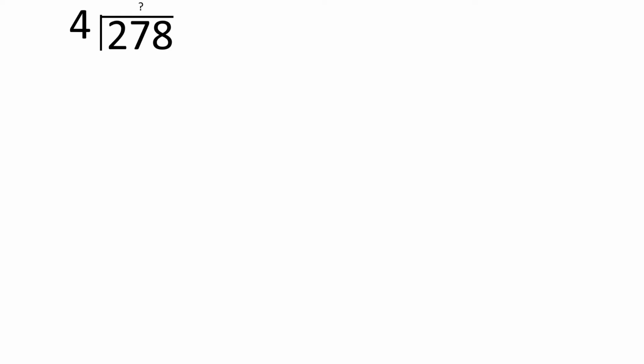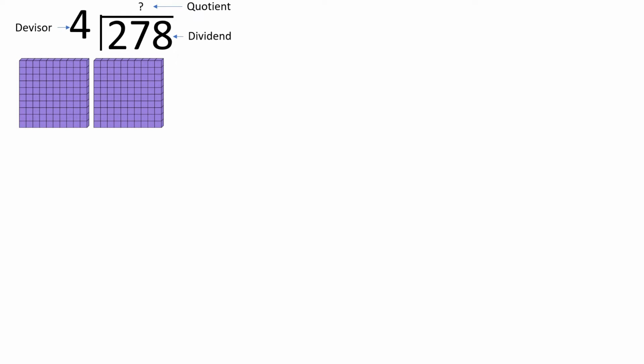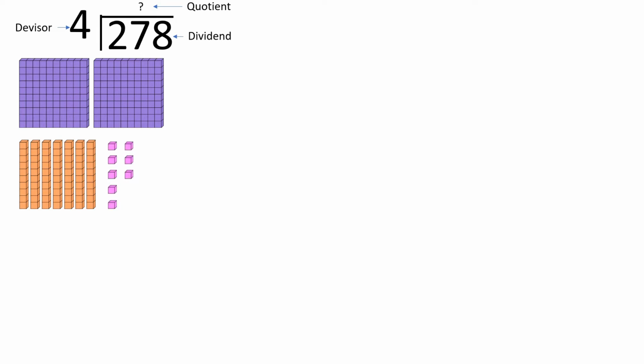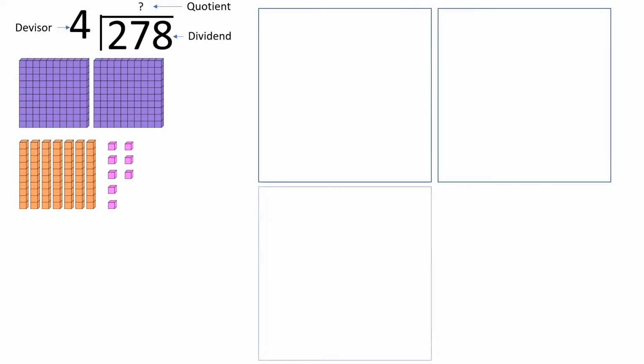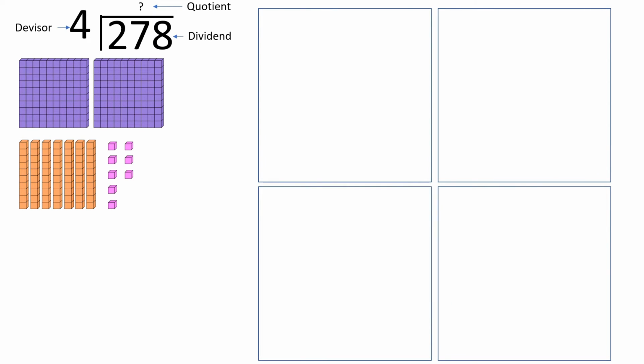We will now look at solving this problem through pictorial representation and symbolic representation to help link these strategies. Here you can see a symbolic representation of 278 divided by 4. Now I will represent 278 pictorially through virtual manipulatives. There are 2 flats equaling 200, 7 longs equaling 70, and 8 units equaling 8 for a total of 278. Our divisor will be represented by 4 boxes. We can now begin dividing the manipulatives evenly between the 4 boxes.